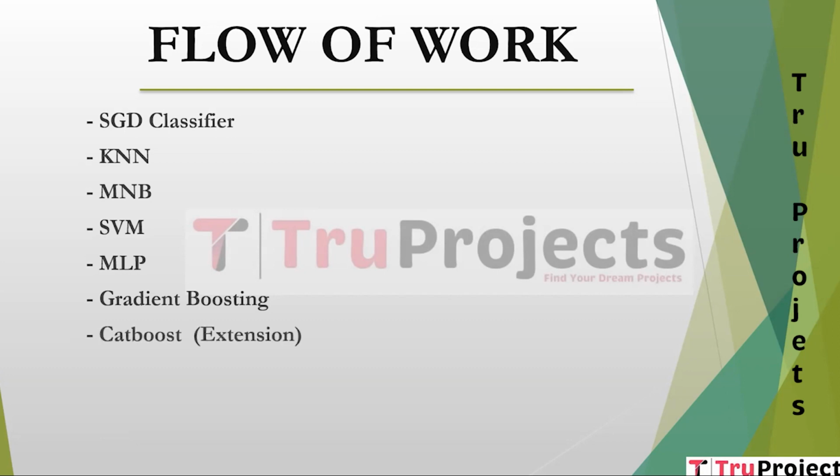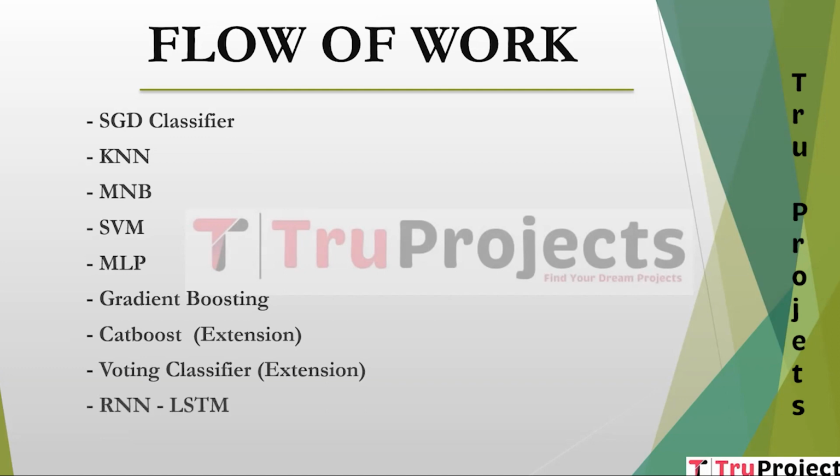CatBoost, which is a gradient boosting algorithm designed to handle categorical features efficiently. It is used when the project involves datasets with many categorical variables. Voting classifier. This combines multiple models to improve prediction accuracy. It is useful when model diversity can enhance overall performance.